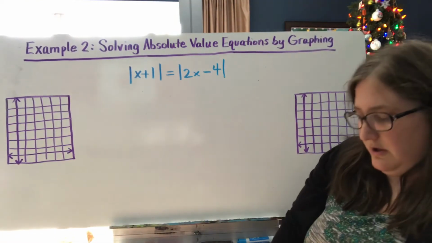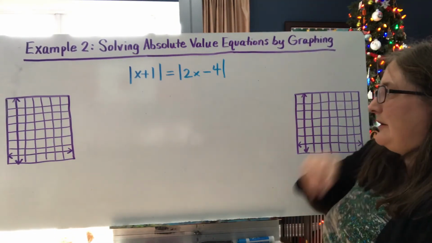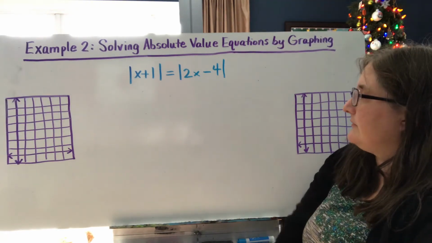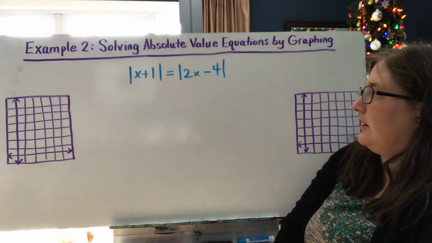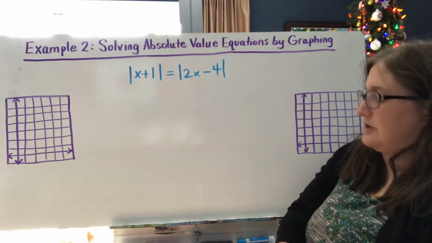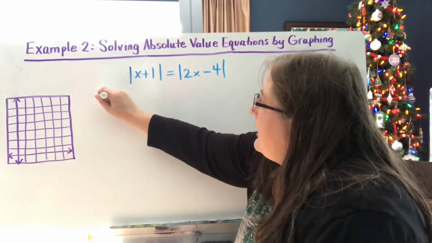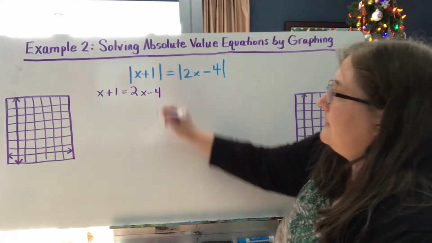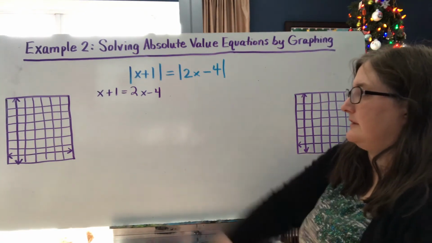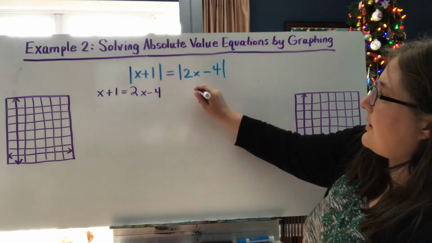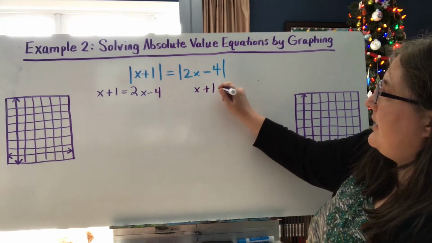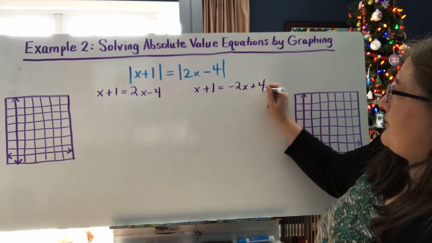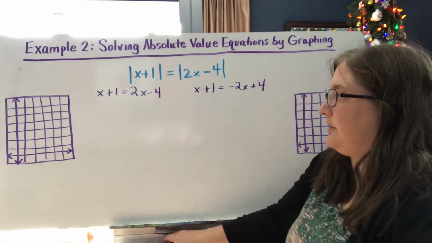We can also solve absolute value equations by graphing. So we saw equations like this in a previous section, and what we're actually going to do here is set up two different equations. So I can have x plus 1 equals 2x minus 4, where they're both positive, or basically this is like the both positive, both negative version. Or I can have one that's positive and one that it's opposite, so negative 2x plus 4. And from each of these, I'm going to set up two separate equations.